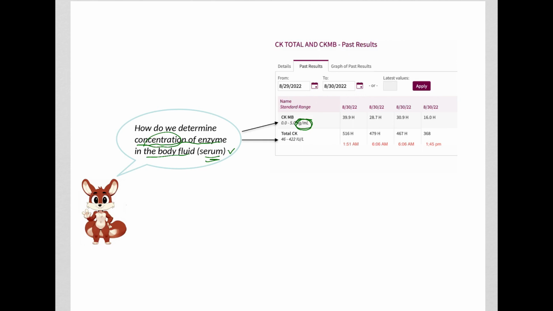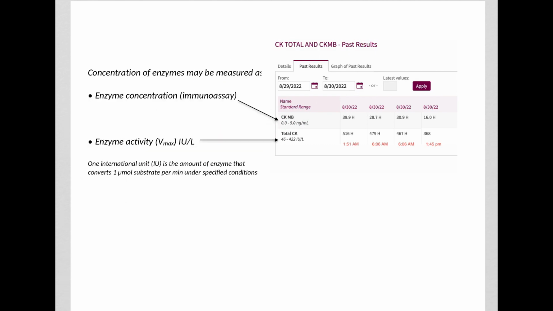concentration of the protein. So for example, CKMB, we can actually measure the concentration of CKMB, and this is most often done by a technique called immunoassays. So here we need an antibody against creatine kinase MB, and if we have the antibody, we can perform an immunoassay to detect CKMB. We'll talk about immunoassays in future videos.